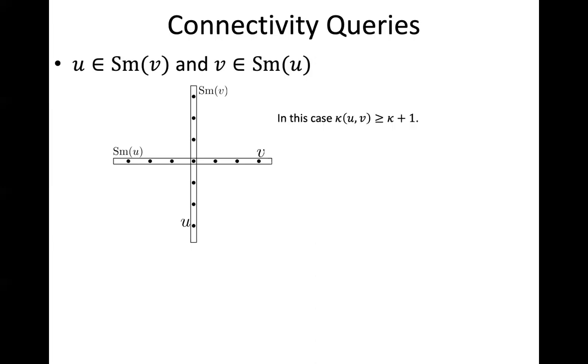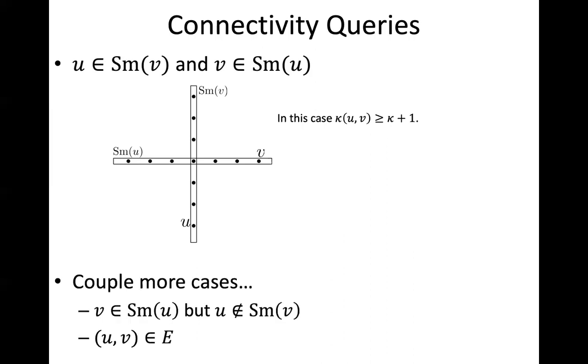Another extreme case is when U is in V's cut and V is in U's small cut. And by the structural theorem, this only occurs when they form a four-wheel, and it also implies that there's no kappa cut separating U and V, and in this case, U and V are kappa plus 1 connected. And there's a couple more cases that I won't go into because they follow the same kind of reasoning.